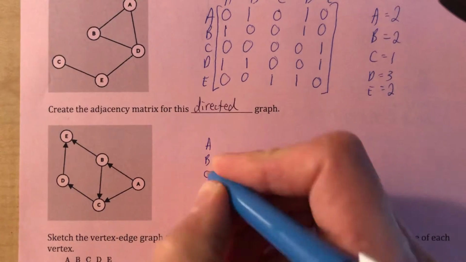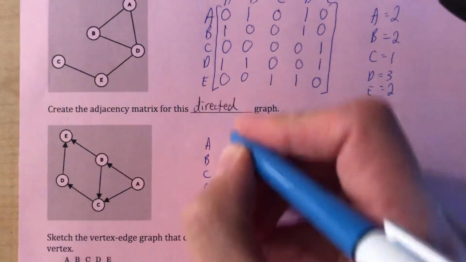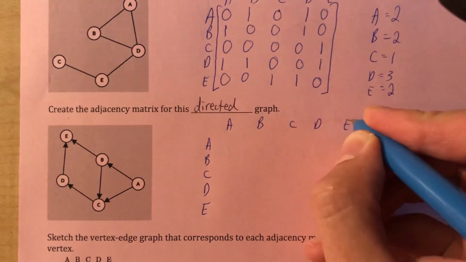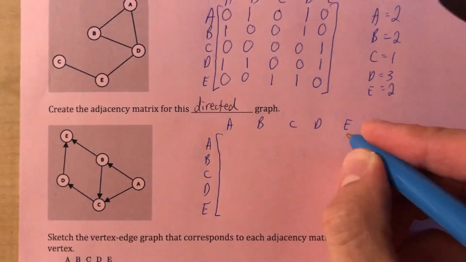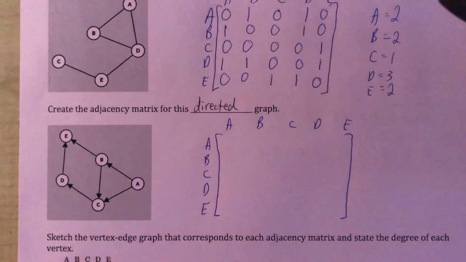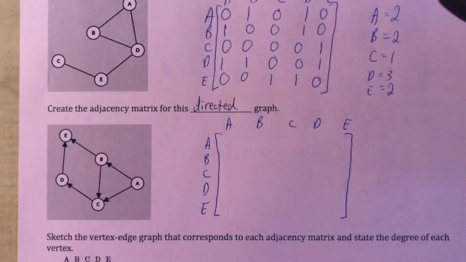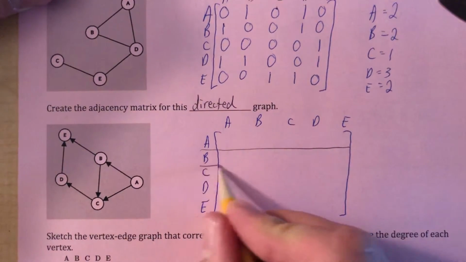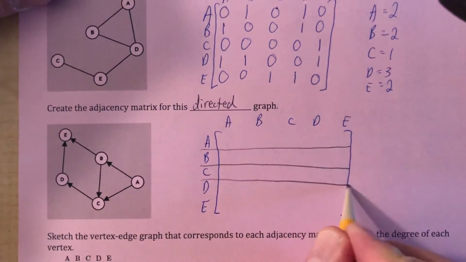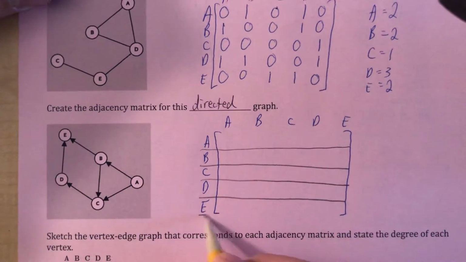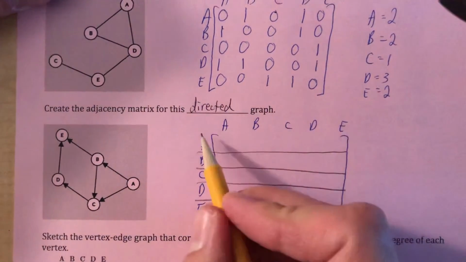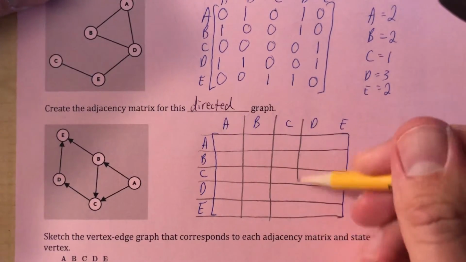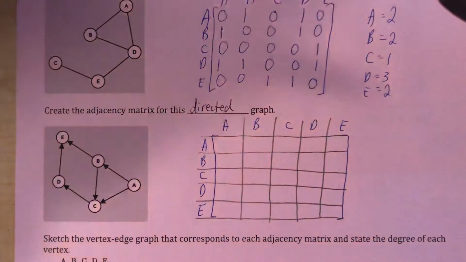So A, B, C, D, E, and then A, B, C, D, E. All right, and again, I'm going to go for the obvious. Actually, on this one, I am going to very quickly do this, just because even though it's the same size as the last one, I have this feeling that things are going to get a little sloppy if I don't do this. There we go. All right.